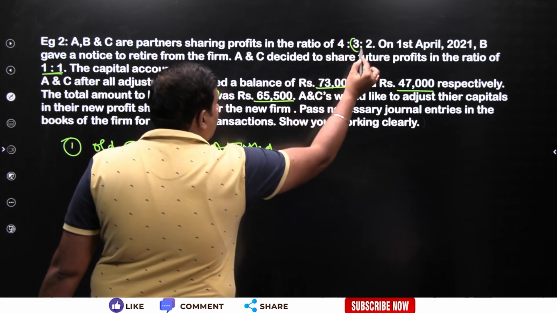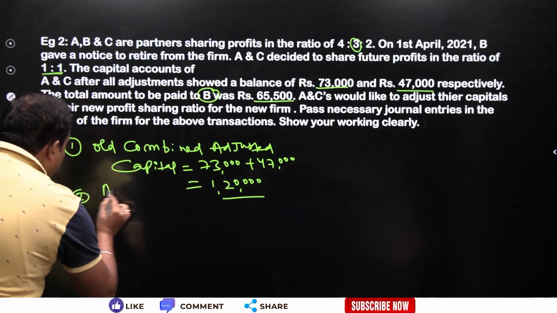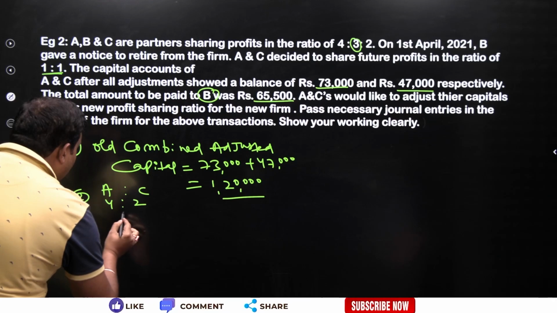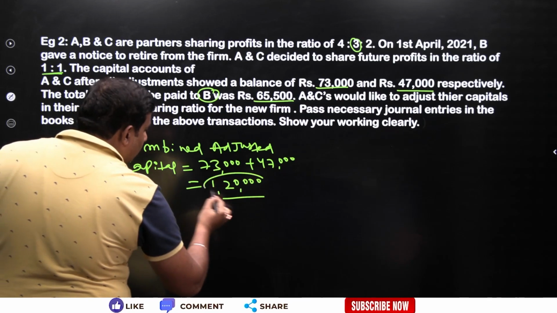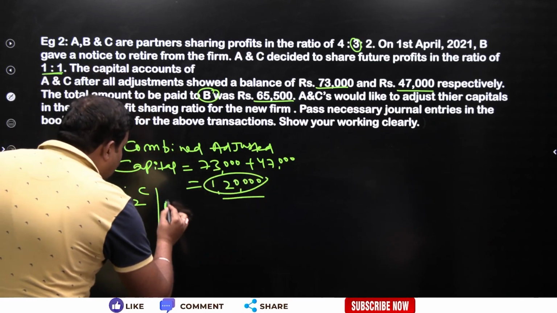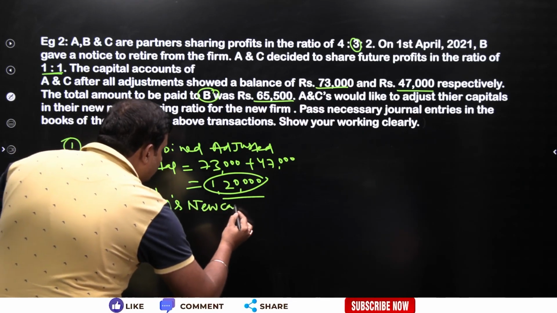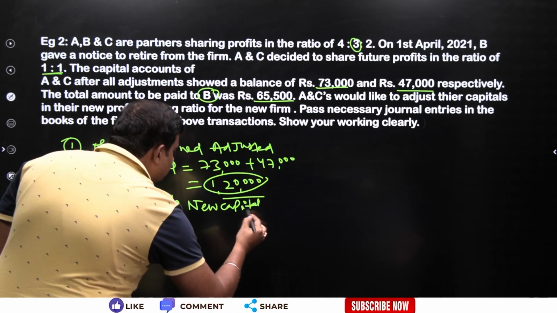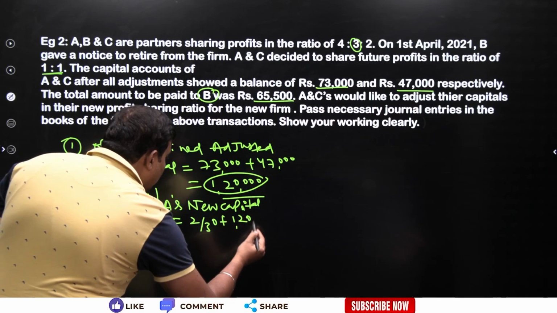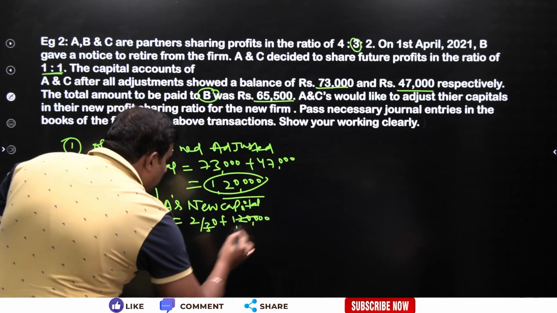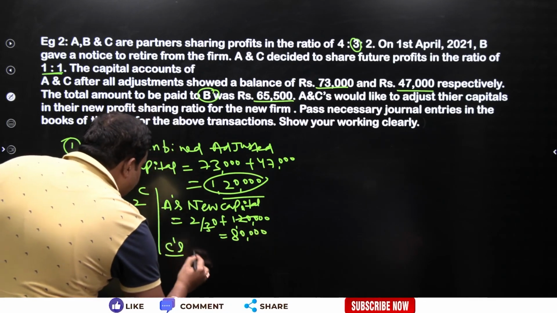Now B is no more in the partnership, so A and C have the ratio of 4:2. If you simplify this, it should be 2:1. So now this total capital of the new firm should be given in favor of A and C in the ratio of 2:1. So A's new capital is 2/3 of 1,20,000, which should be 80,000 for A.